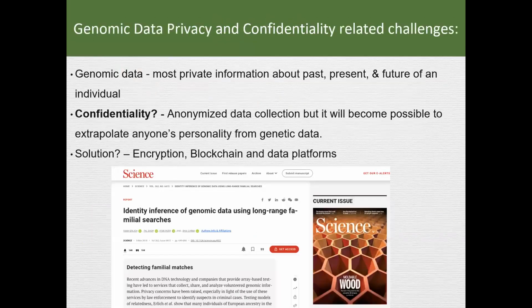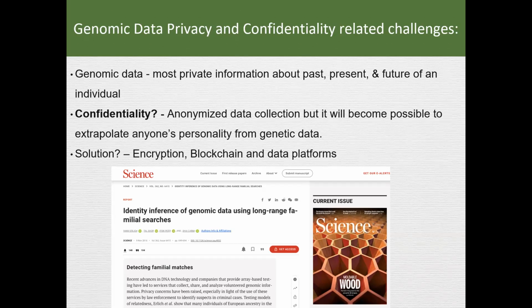Moving on, another challenge that exists with genomic data is privacy and confidentiality. As genomic data is the most private information about the past, present, and future of an individual, it is very important to keep people's genomic data safe and confidential. Talking about confidentiality, data collection is always kept anonymous for the people who donate their genomic data, and it will definitely become possible in future to extrapolate anyone's personality from just their genetic data.